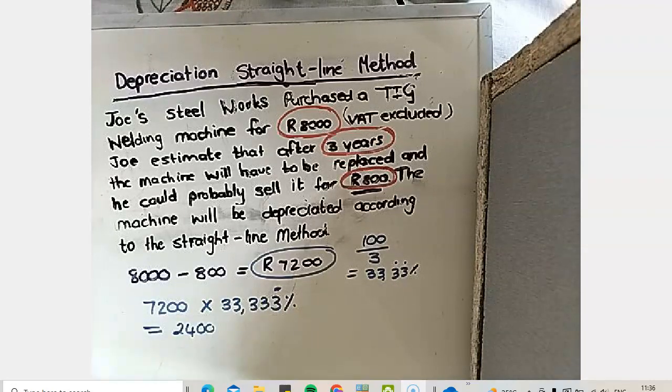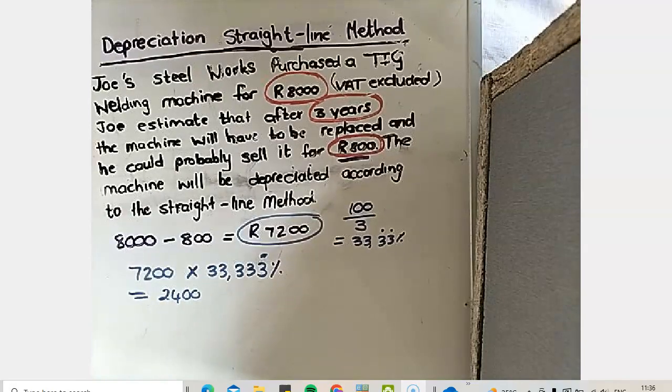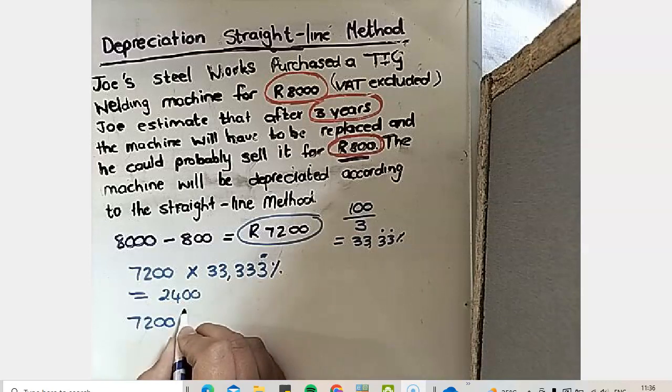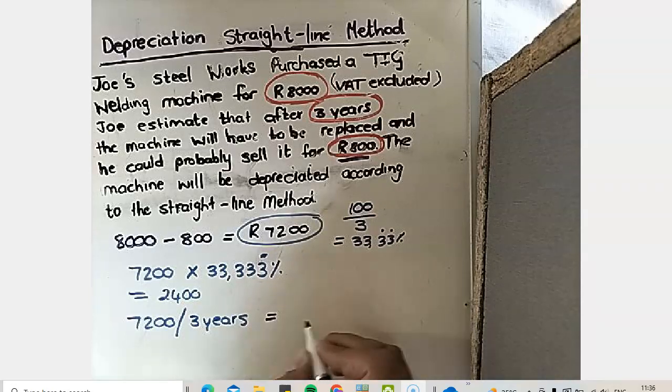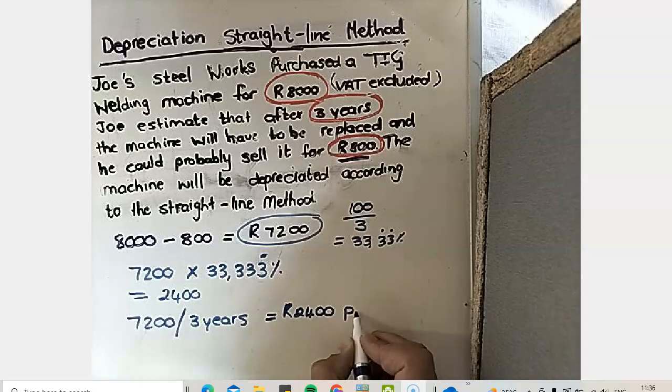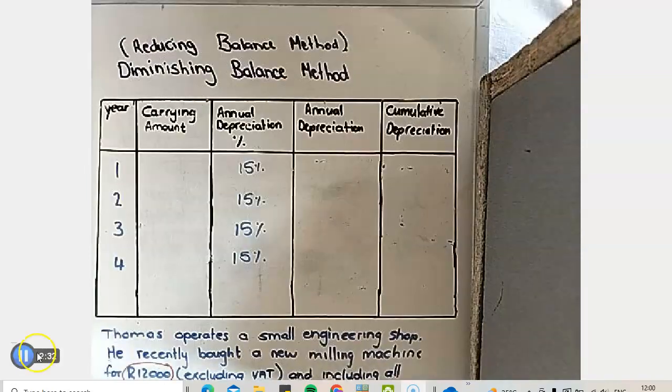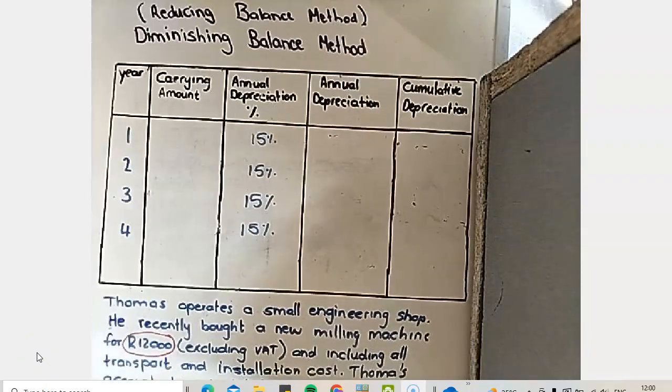2,400. Another method you can use: you could use 7,200 divided by 3 years. And that will also give you 2,400 Rand per year. Okay, so let's see the reducing balance method or the diminishing balance method.